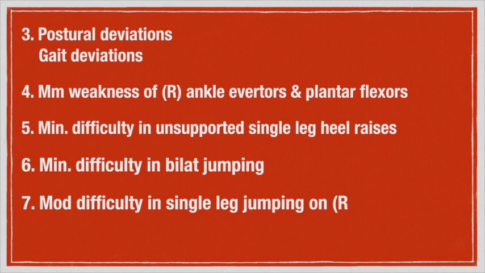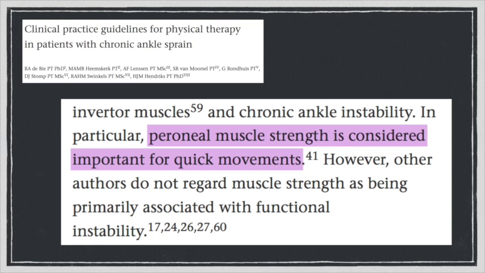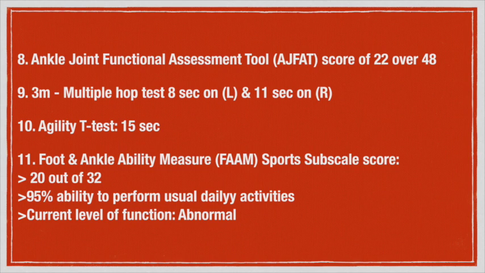Muscle weakness of right ankle everters and plantar flexors are treated fourth and last for the impairments because it still has a functional grade of 4 out of 5, and treated before the functional activities because based on the KNGF Clinical Guidelines of Chronic Ankle Sprain, page 12, peroneal muscle strength is considered important for quick movements. Ankle Joint Functional Assessment Tool measures the general functionality of the ankle, and the score should improve after all functional activities return to normal.